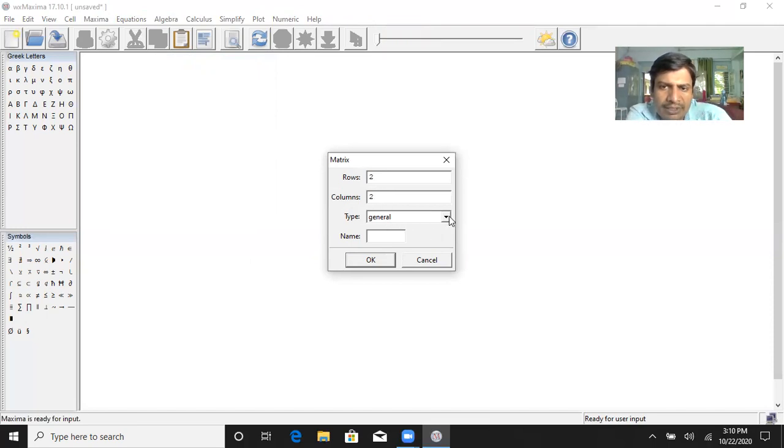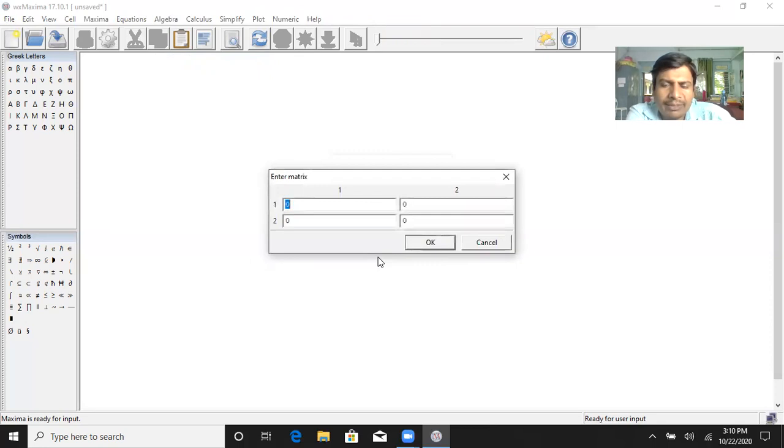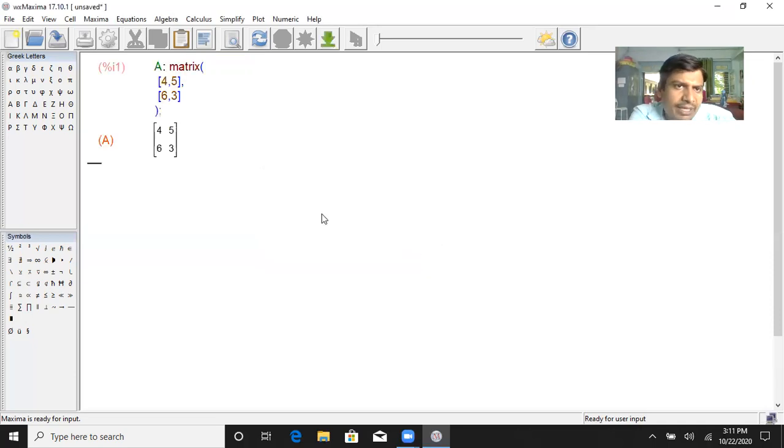Then the type is general. Then the matrix name, A is the matrix that contains 2 rows and 2 columns. Then you press OK. Then come here to the elements. I will tell you generally: 4, 5, 6, 3. This is one matrix. Then OK.